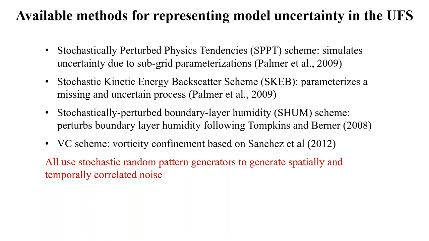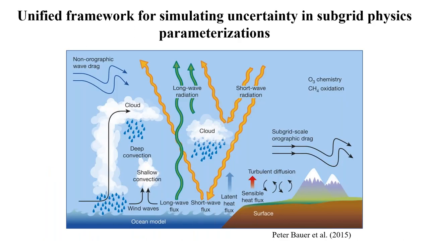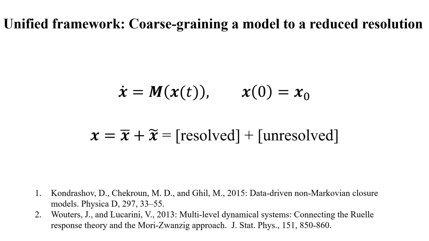In the spirit of simplifying the UFS code for operation, this work is to develop a unified framework for simulating uncertainty in subgrid physics parameterization, because if you look at all the schemes, they all deal with uncertainties rooted in unresolved subgrid processes. So a good point for us to start is to look at all the subgrid physics parameterizations and see if there is any way we can unify all of them, just for the sake of simplifying the operational suite. So how do we do it?